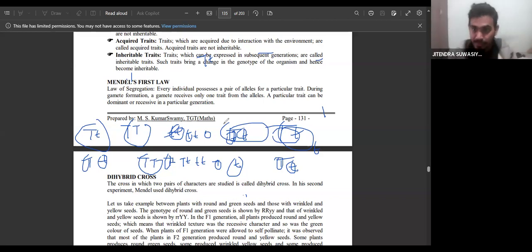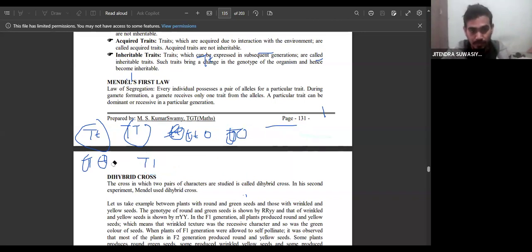It's not like two alleles come together and form the gamete. The alleles of the individual are separating. They have a pair of alleles, but only one allele goes into the gamete for the formation of the character, and only one trait from the gamete is going to form an organism. So a particular trait can be dominant or recessive in particular generations. These all are about the monohybrid cross given by Mendel.